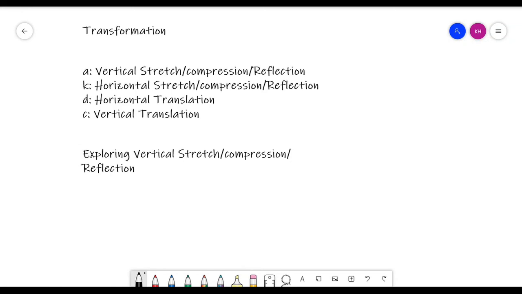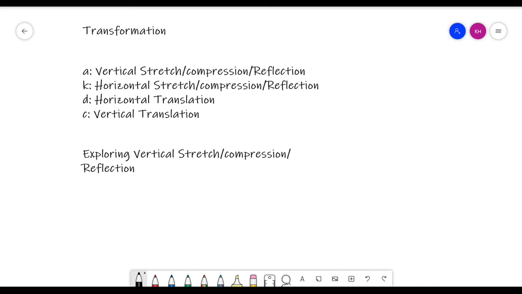Hello and welcome. In today's lesson, we're going to discuss further about transformation. In the last lesson, we talked about what we mean by transformation and the basic concepts of it. And in this one, we're going to talk about the different kinds of transformation and how to apply them.